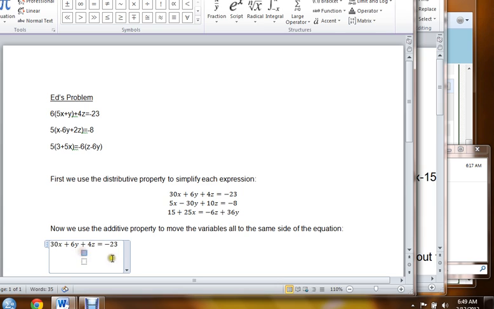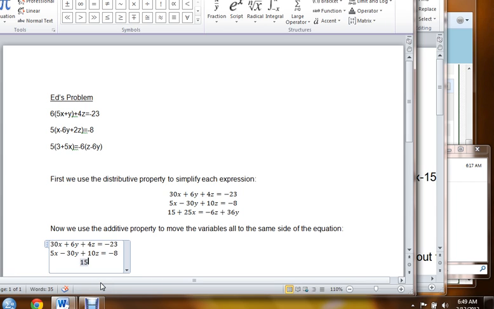And in the next line, now that one's fine also, right? We have 5x, the x, y, z, and then the 8. So we have 5x minus 30y plus 10z equals minus 8. The last one is the one that we want to move this 6z plus 36y over to the left-hand side, and we want to move the 15 over to the right-hand side. So we'll write that out as two different lines here.